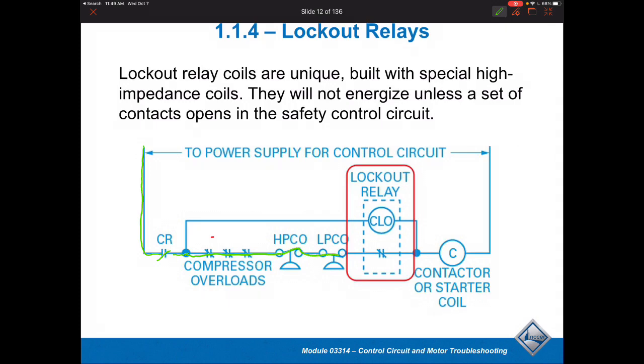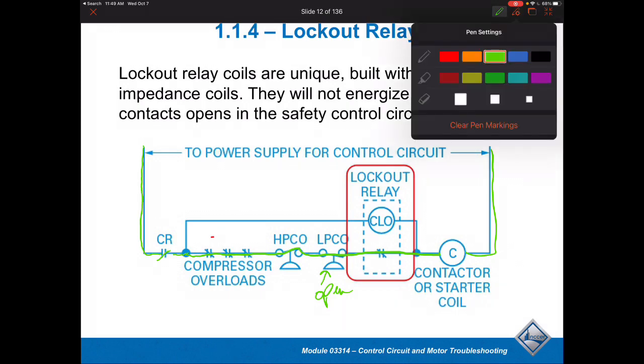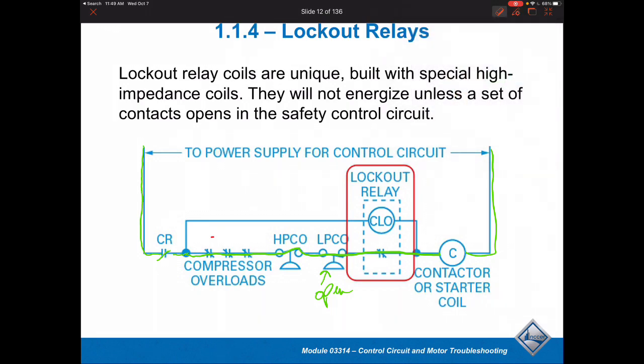Now, watch what happens here. This is a properly operating system where everybody's happy. But now, what goes on if all of a sudden the belt breaks on the fan, or the fan motor fails, or the contactor fails for that, and let's say the low pressure control opens up. So we're going to open that control. That should actually stop the power at this point.